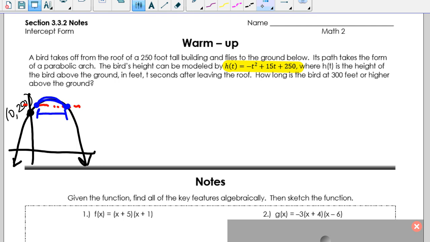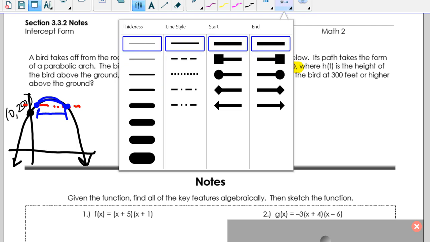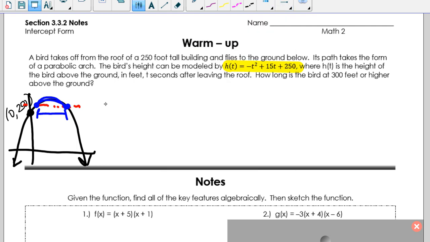So what we're going to do is take this, or y, and change it to 300 because I want it to be 300 or above: 300 equals negative t squared plus 15t plus 250.